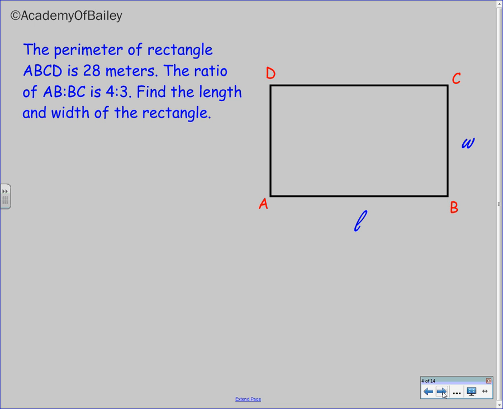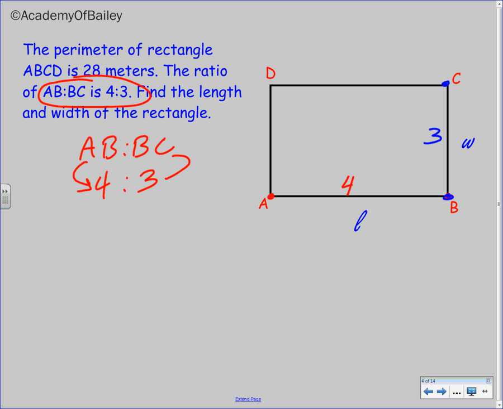Well, side AB has a ratio of 4 when it is compared to side BC, which has a ratio of 3. That would be the ratio. And you notice right here, it was AB to BC, and it was 4 to 3. That's how I knew that 4 went with AB and 3 went with BC.